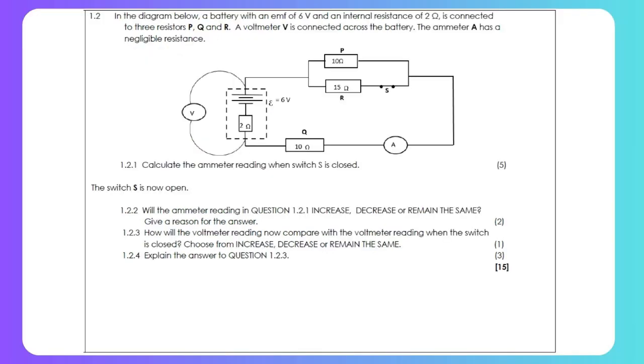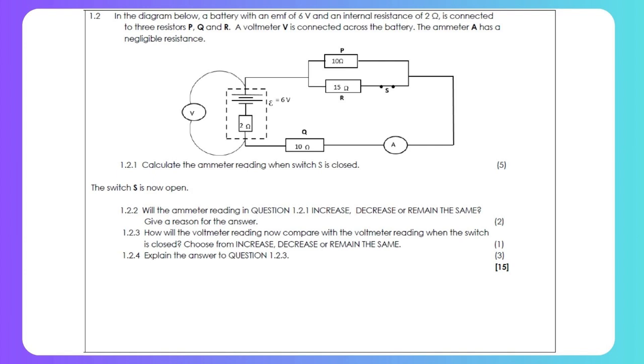1.2 In the diagram below, a battery with an EMF of 6 V and an internal resistance of 2 ohms is connected to 3 resistors P, Q, and R. A voltmeter V is connected across the battery. The ammeter, A, has a negligible resistance. 1.2.1 Calculate the ammeter reading when switch S is closed.